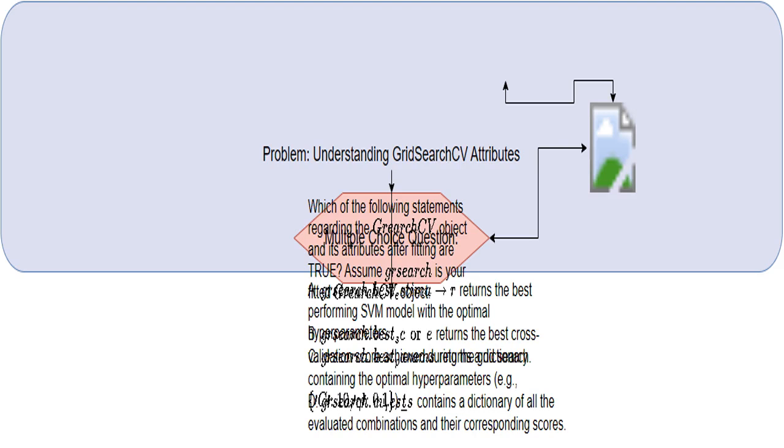This is a multiple-choice question designed to test your understanding of the GridSearchCV object in scikit-learn. It focuses on the attributes of this object after it has been fitted to data. The question presents 4 statements about the object's attributes, and you have to identify which ones are true.